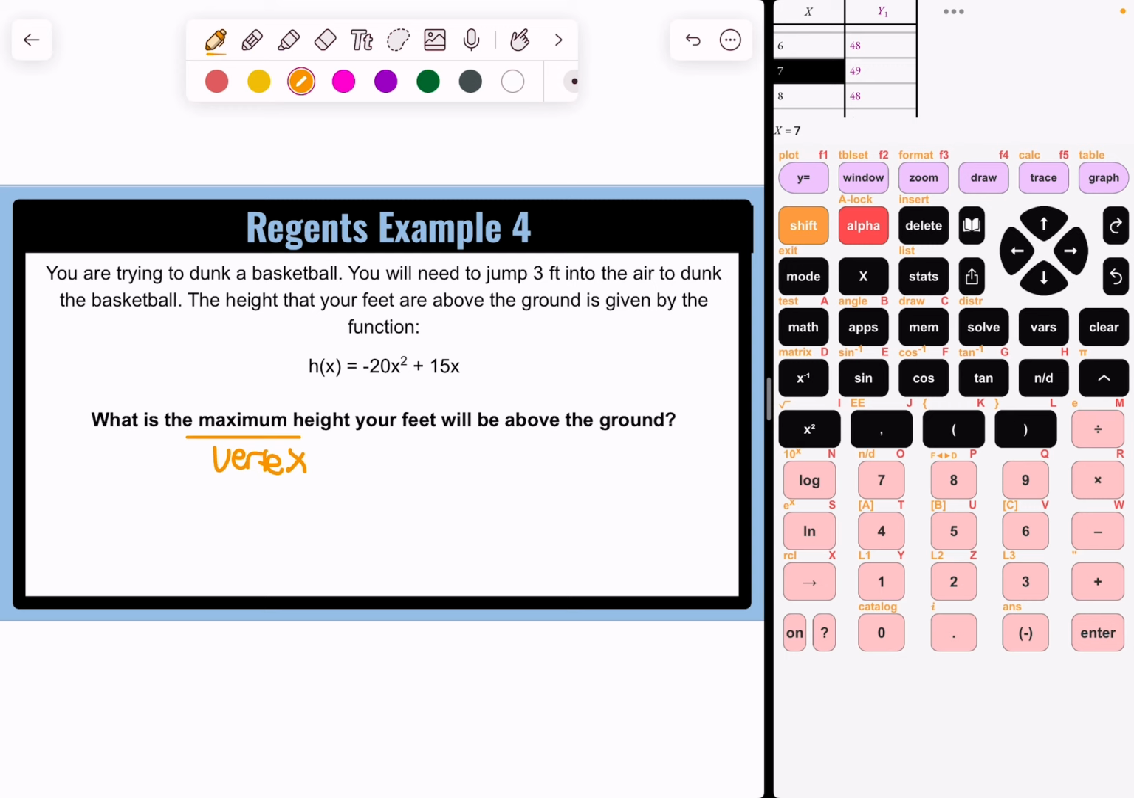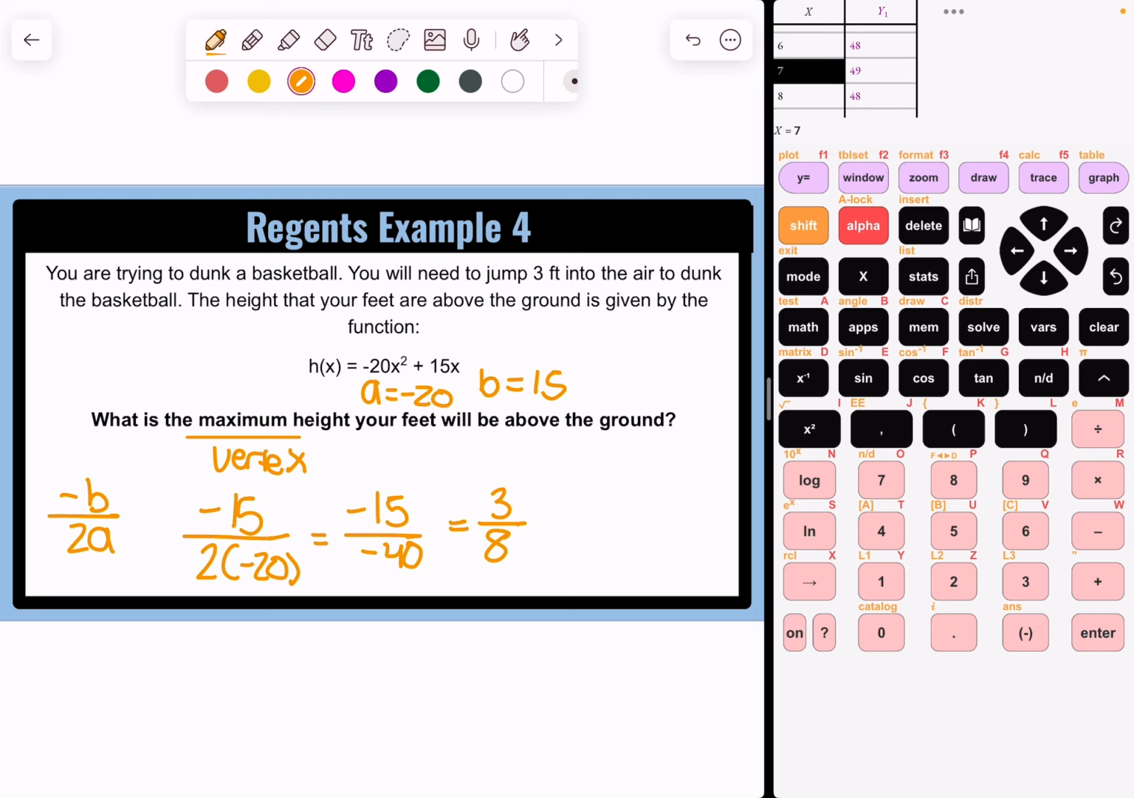And to find the vertex, we do negative b over 2a. Here my a equals negative 20, and my b equals 15. So negative 15 over 2 times negative 20. That would give us negative 15 over negative 40. Once you divide that, it gives you 3 over 8. 3 over 8, this is just our x, which is seconds.